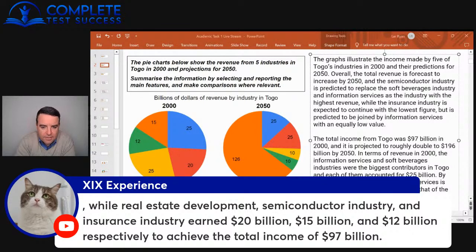While real estate development, semiconductor industry, and insurance industry earned 20 billion, 15 billion, and 12 billion, respectively, to achieve the total income of 97 billion. The way you've written that, it looks like the total income is a description of what happened to real estate, semiconductor, and insurance industries rather than all 5. So I would probably talk about the total first and then the other 5. So I'd move that little bit you had at the end, to achieve the total income of 97 billion, to the start and just say the total income was 97 billion. I'd do it that way.